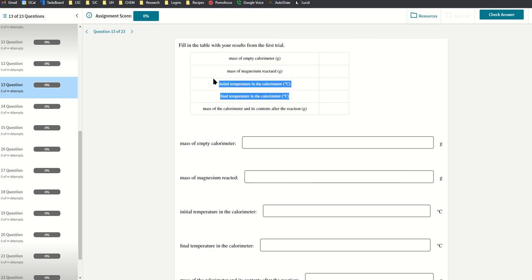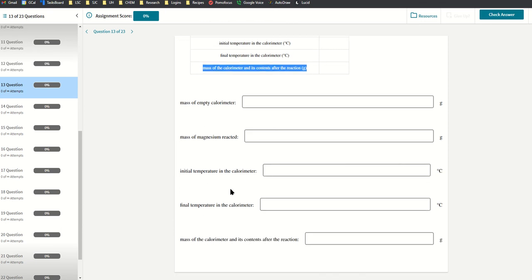These two right here, final and initial temp, that's how you calculate delta T. You take your final, you subtract away your initial, that gives you your delta T. And then finally, mass of calorimeter and its contents after the reaction. That's what we will be using in our Q.